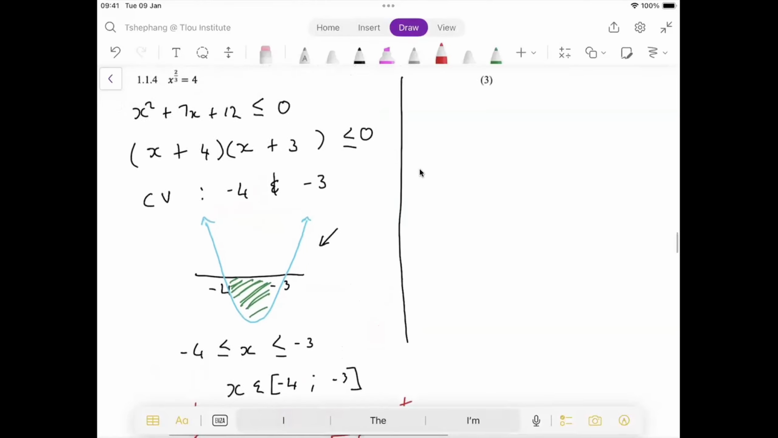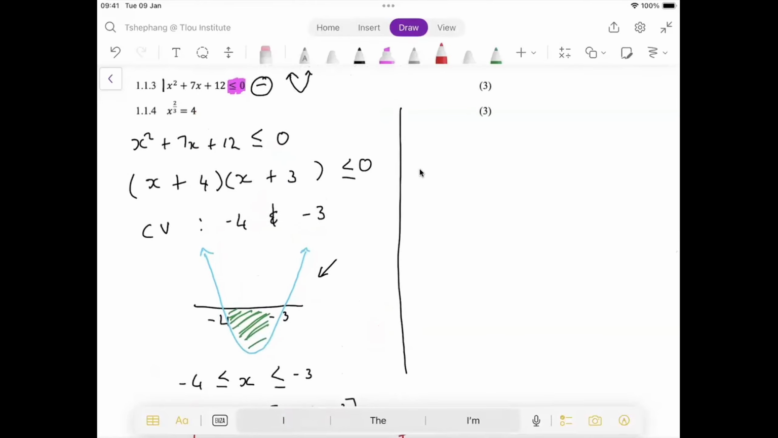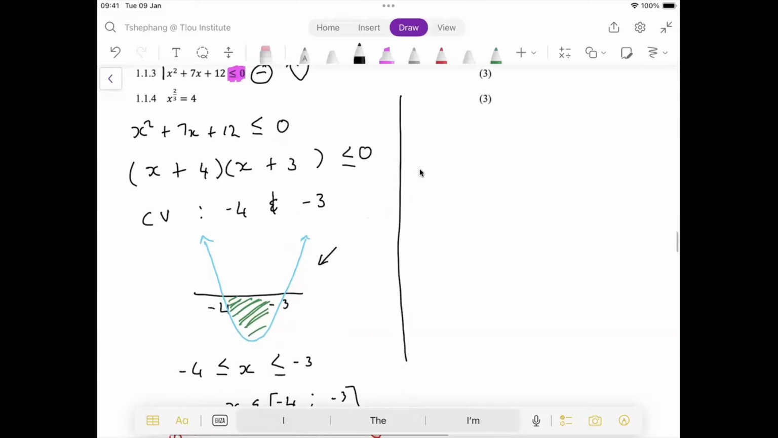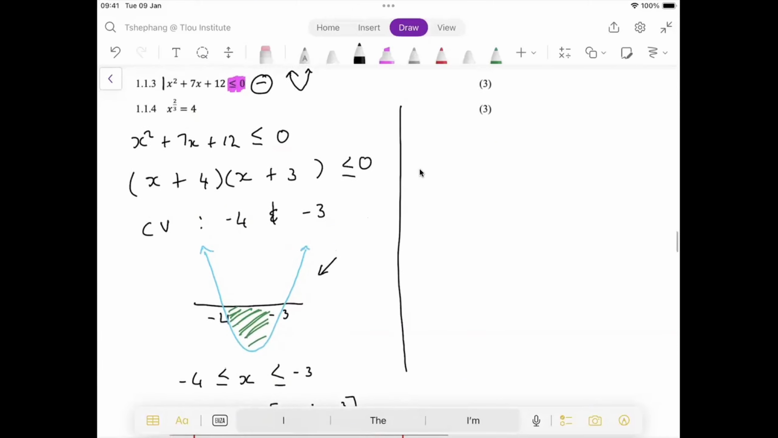That's why I prefer the quadratic. Okay, moving on. 1.1.4, x to the power of 2 over 3 is equal to 4. I want you guys to help me solve for x here, right? The question is going for 3 marks. It shouldn't be that much work, right?